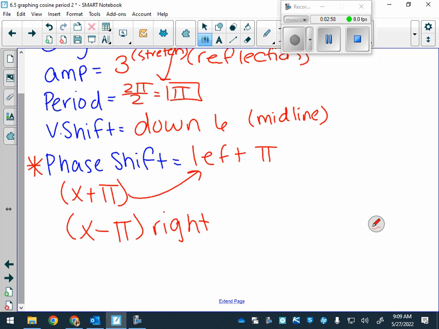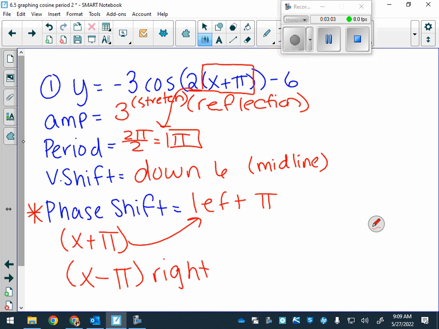Well, it's a cosine graph, but it's still a vertical shift down. So your midline is changing. So if you were to graph this: 1, 2, 3, 4, 5, 6. Here's our midline, right? Still at -6. And then our amplitude is 3. 1, 2, 3. And then 1, 2, 3. We're at -9. So our graph is going to be in between.